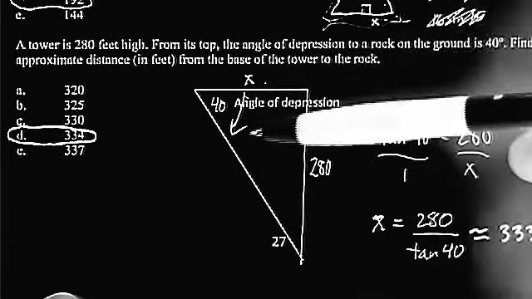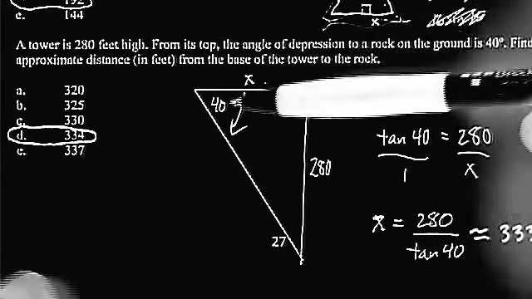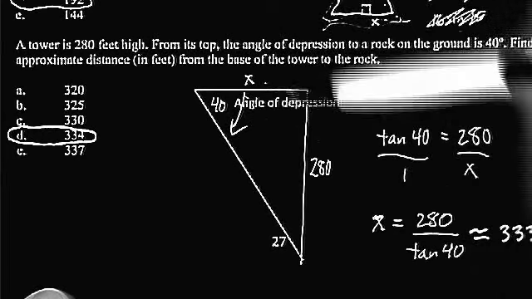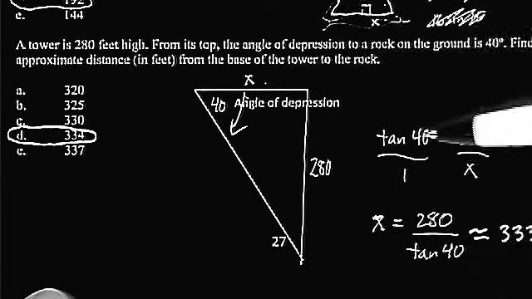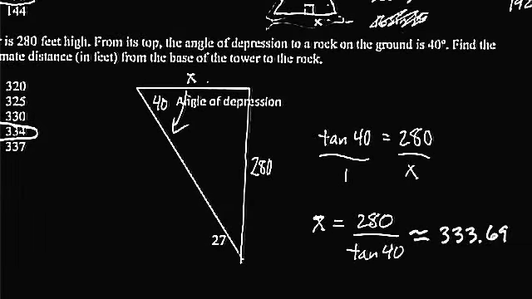So what I did was this. I took the tangent, right? Opposite over adjacent. Tangent of 40 is opposite over adjacent, and I cross multiplied. And when I cross multiplied, I got 333.69, which is closest to 334. Choice D.